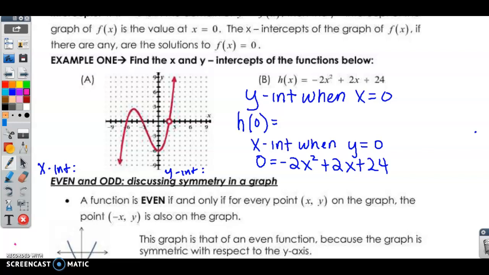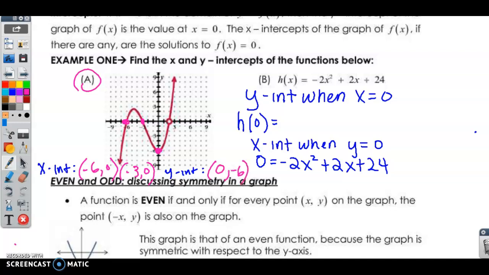So for A, what are the x and y intercepts? Well, the x-intercepts, it looks like, are (-6, 0) and (-3, 0). There's no intercept at this hole here. And we've got a y-intercept at (0, -6).